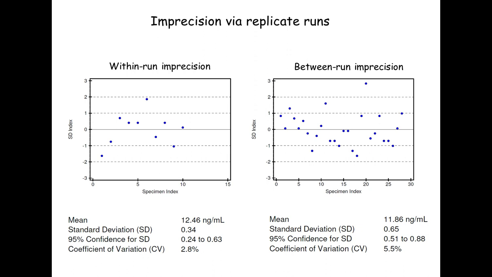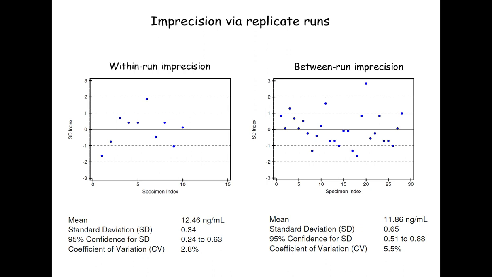This is just an example of the data that we obtain from our drug X validation. On the left-hand side, you can see the within-run imprecision. So this is 10 different extractions from the same sample run in one analytical batch. And the mean that we got was 12.46 nanograms per mil with a CV of 2.8%. That would be acceptable based on our criteria of less than 15%.